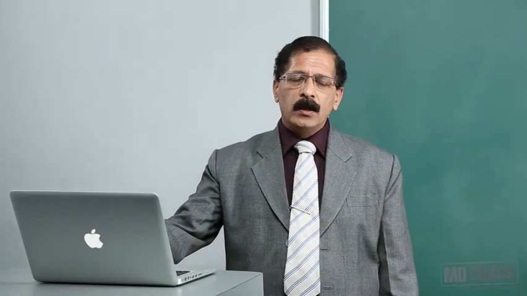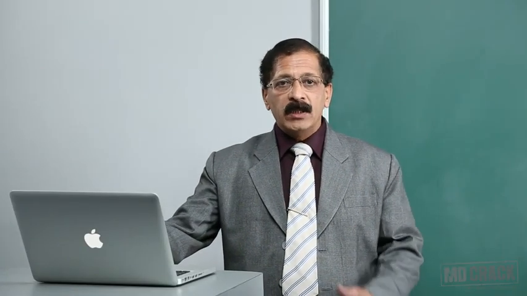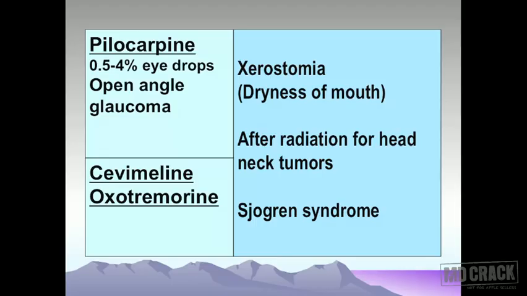So, carbachol, bethanechol, and methacholine were the esters of choline. Now we'll have a look at the cholinomimetic alkaloids and the miscellaneous agents. If you look at this slide, the first one is pilocarpine, and this is used as eye drops in open angle glaucoma. Down, I am showing two agents which are miscellaneous agents, that's cevimeline and oxotremorine.